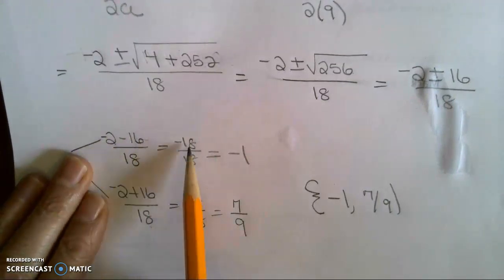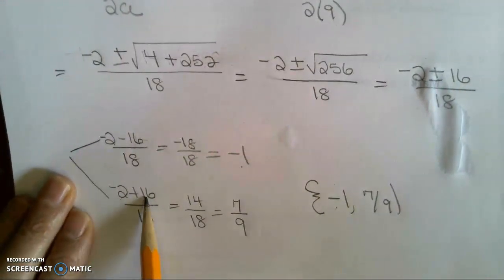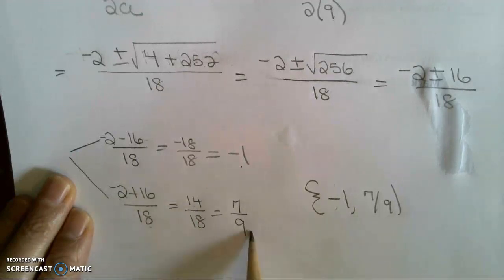Negative 2 minus 16 gives me negative 18 over 18, which gives me negative 1. That's one answer. And negative 2 plus 16 gives me 14 over 18. And then 2 goes into both of those, so I get 7/9. Okay, so that's that one.